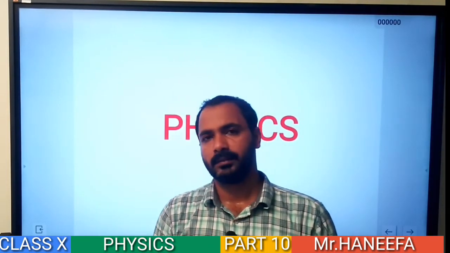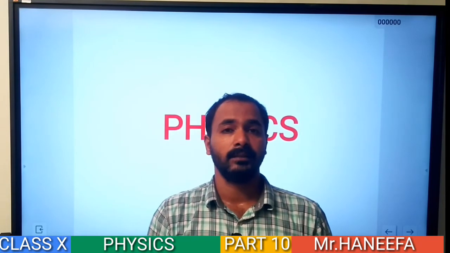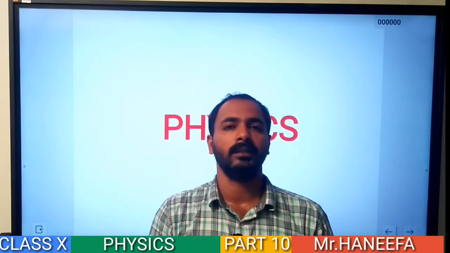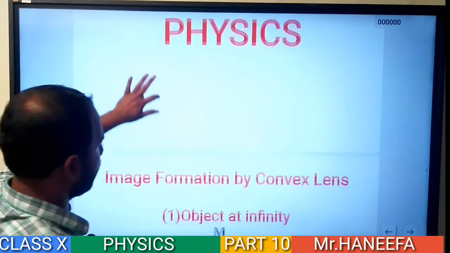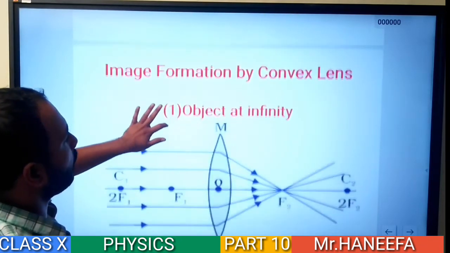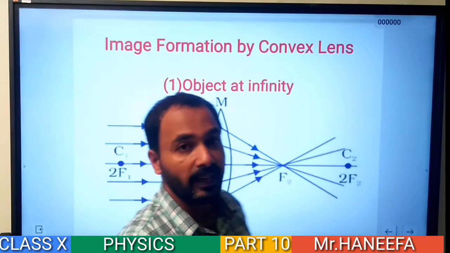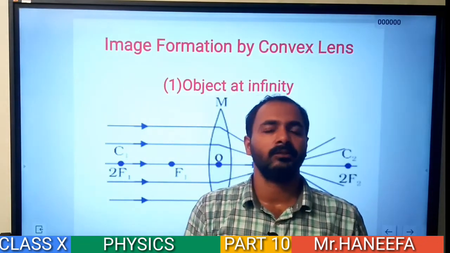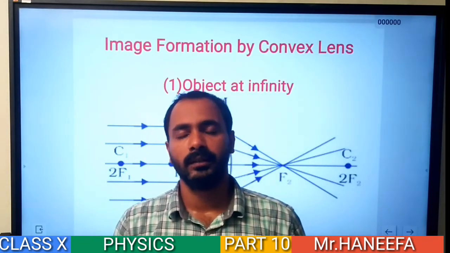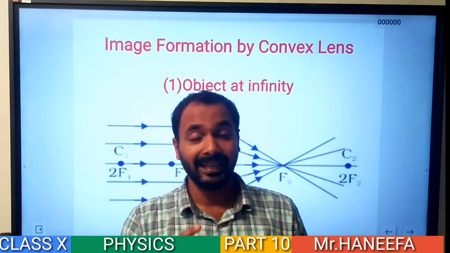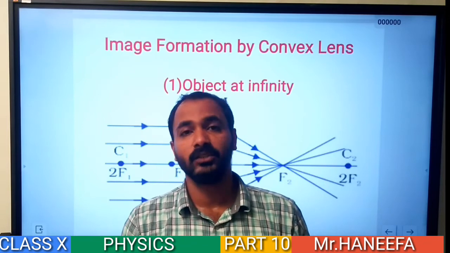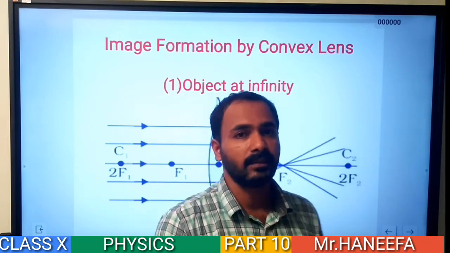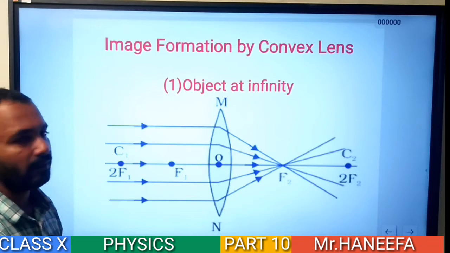In the previous class, we discussed image formation by concave mirror. So, in today's class, we have to discuss image formation by convex lens. We discussed three rules for drawing ray diagrams. Using any two of the three rules, we can draw image formation diagrams of convex lens.